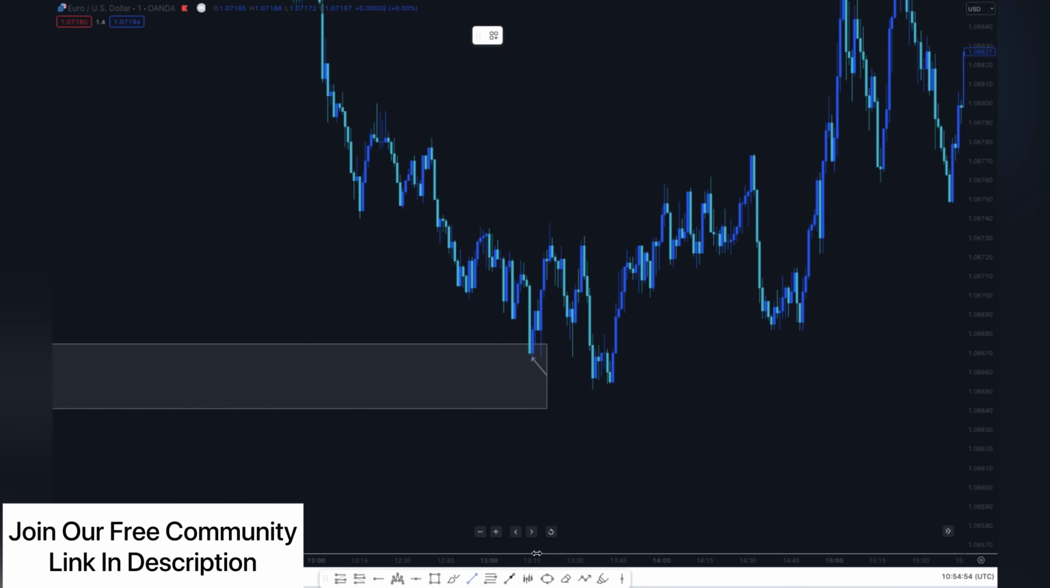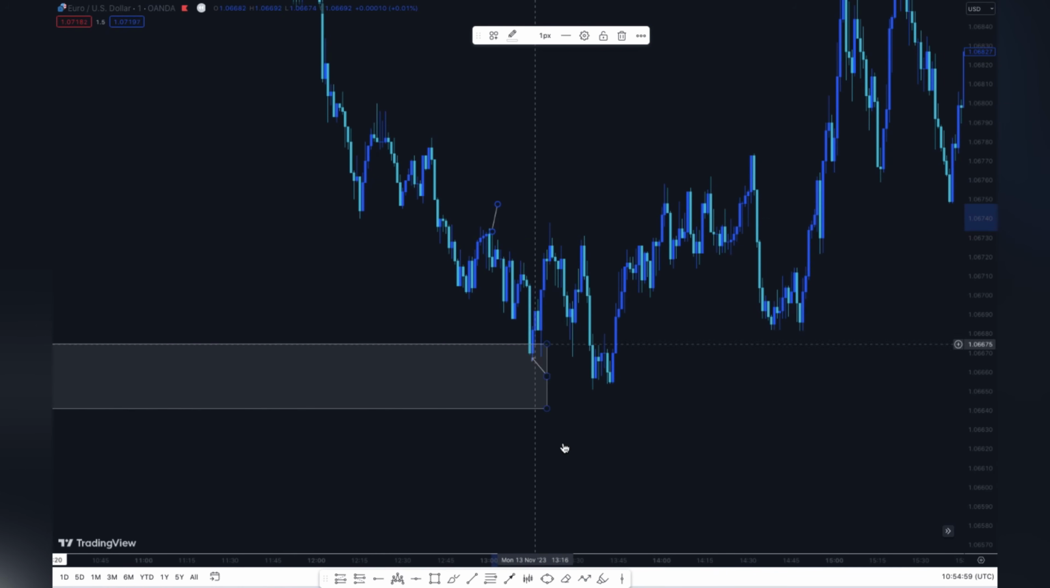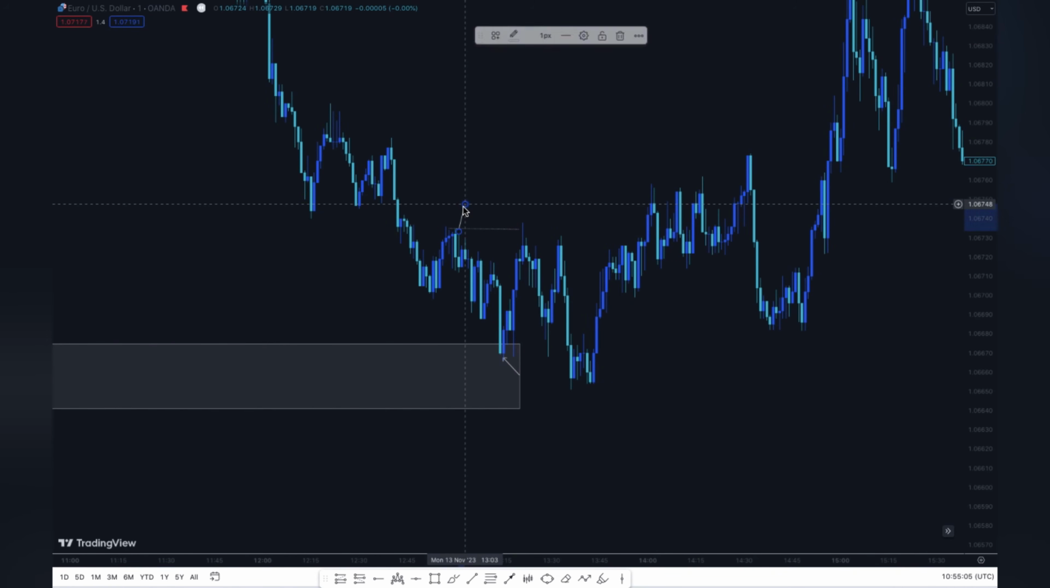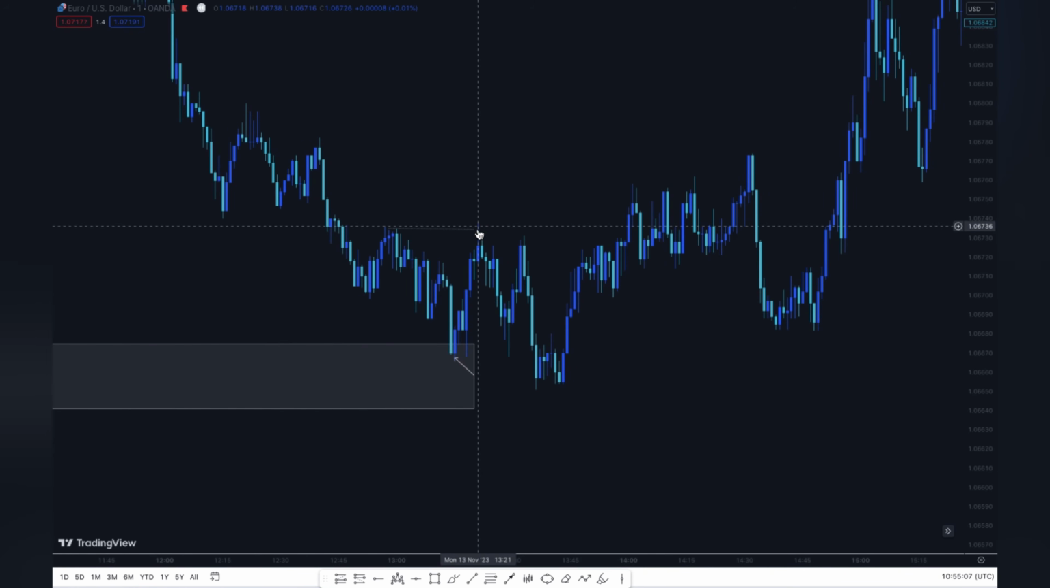So the last significant lower high was here, right? So I had to wait for price to either come and give me a change of character here, then we can continue with the trend. But you can see price didn't give a change of character there. Instead price swept and came back down.